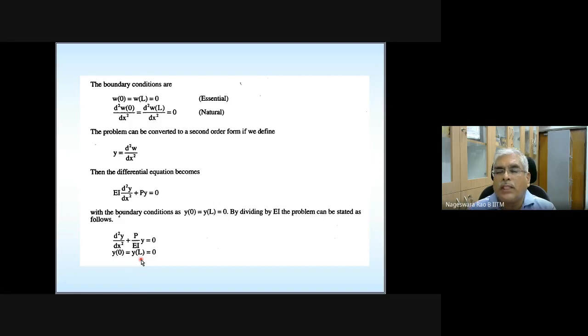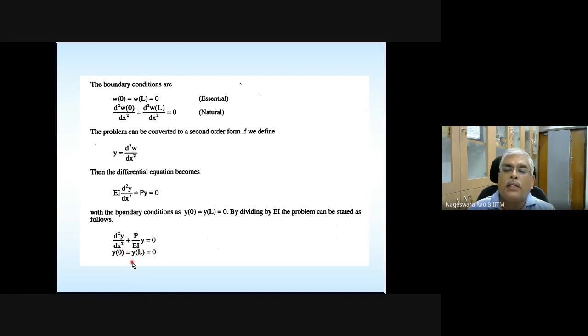And then how to proceed? Now you compare with general one-dimensional boundary value problem and see the corresponding quantities. And then without going through regular process of variational method, all the details, you can directly use that element equation that you developed for general one-dimensional boundary value problem and write the element equations for this.